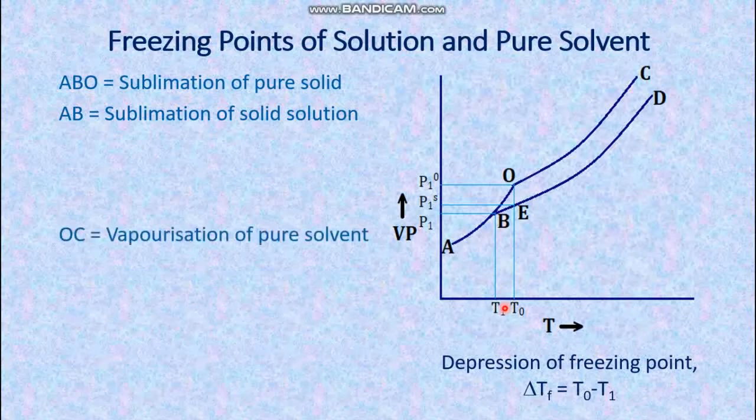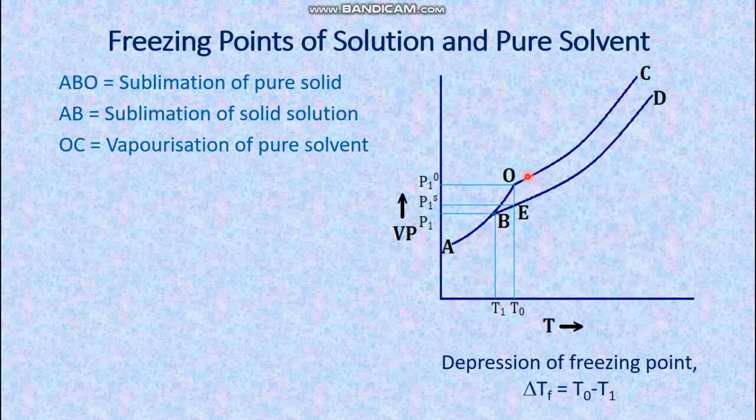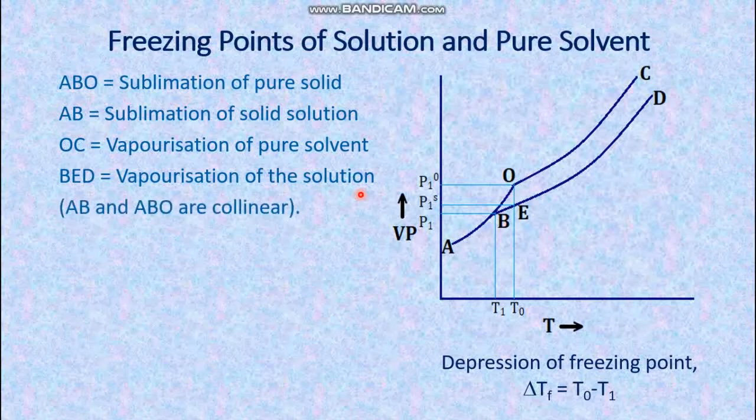So what about OC? You know about this, it is the vaporization of pure solvent. What about BD? It is the vaporization of the solution. And you have to mention that AB and ABO may be two different curves, but they are collinear, they are indistinguishable.